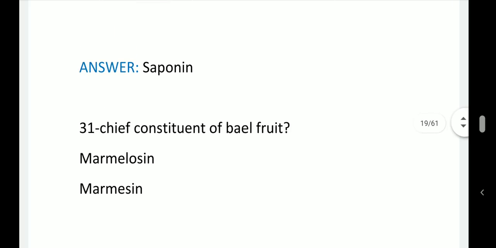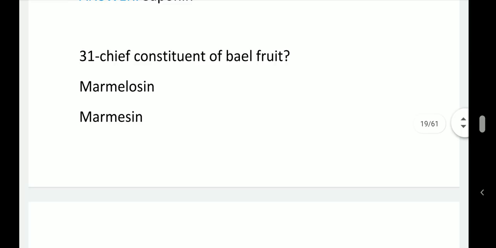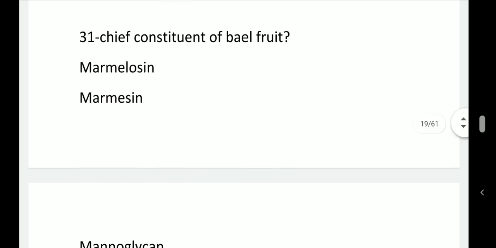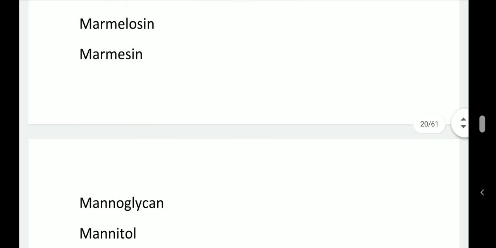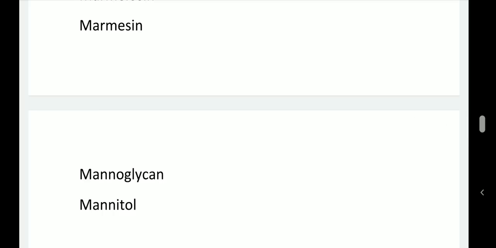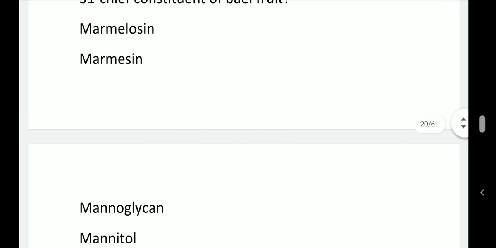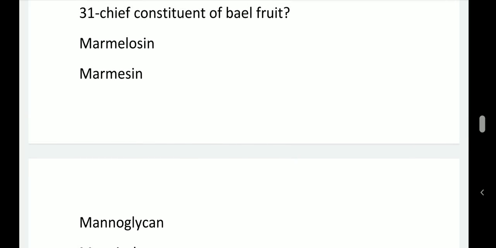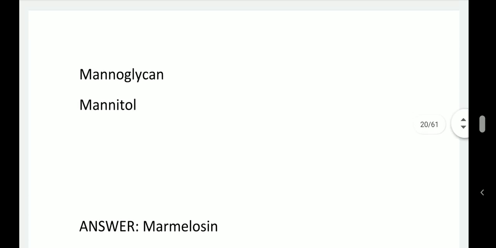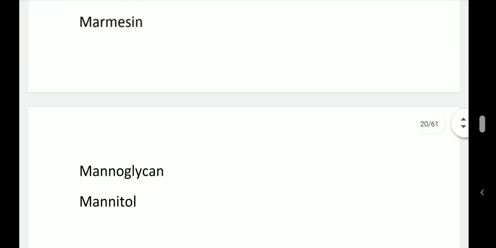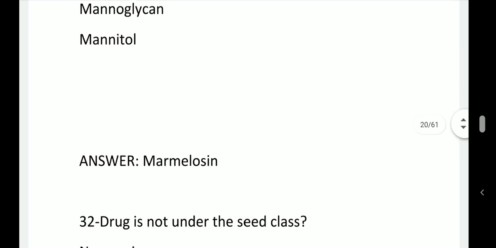Question number 31. Chief constituent of bael fruit. Option A, marmalosin. Option B, marmosin. Option C, mannoglycan. Option D, mannitol. Answer is marmalosin. That is option A is the correct answer.